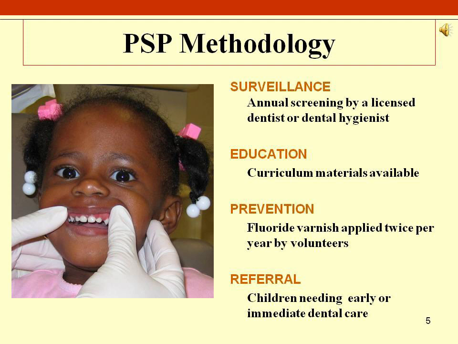Prevention is the third component of PSP. To prevent dental decay, fluoride varnish is applied twice per year by community volunteers. The fourth component is referral. Children identified as needing early or urgent treatment are referred for care. PSP is designed for children of all ages, infants through high school.